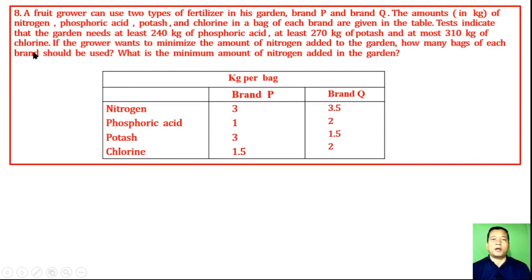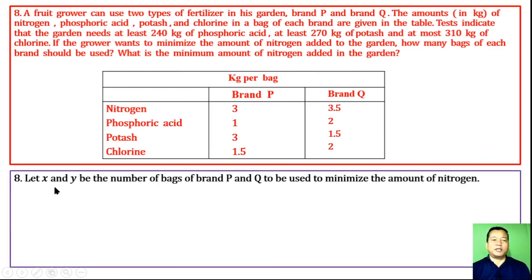If the grower wants to minimize the amount of nitrogen added to the garden, how many bags of each brand should be used? What is the minimum amount of nitrogen added in the garden?